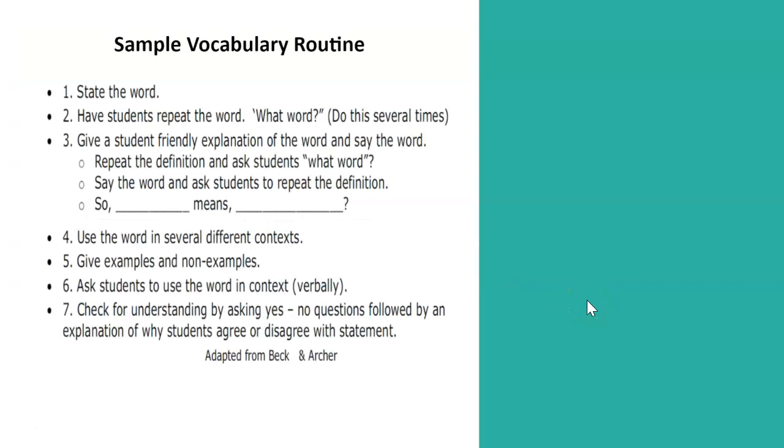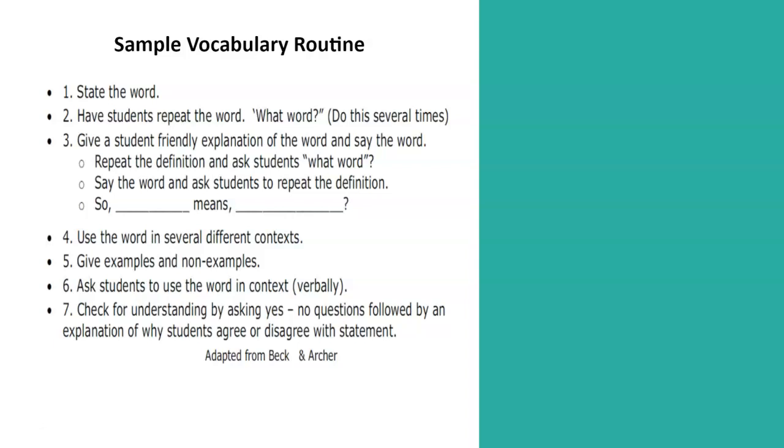Once you've selected the words for a reading selection, you can introduce the words through an explicit vocabulary routine. So this is a simple and sample routine adapted from Beck and Archer. Take a moment to review the steps of this vocabulary routine. In step 1, the teacher just states the word, and you may also want to write it on the board and read it to the class. You may also consider pronouncing the word by syllables or exploring the prefixes, suffixes, and or roots if it has those morphemes within it, so students can better identify the structure of the word.